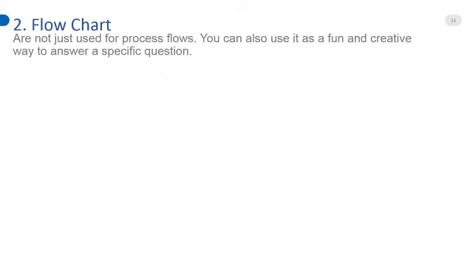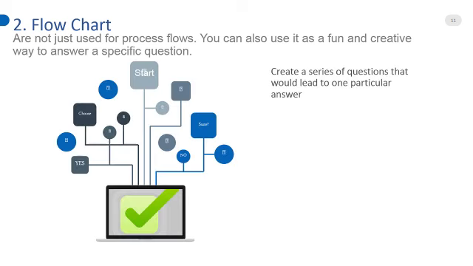The second style is a flowchart. In this case, you can use a lot of processes and flows, and you can also use it as a fun and creative way to answer a specific question. If you think about a flowchart, we always have a starting point. You have a starting point, you go somewhere, you can have yes or no. If it's yes, they move here. If it's no, they move to a different process and different avenue and different pathway.